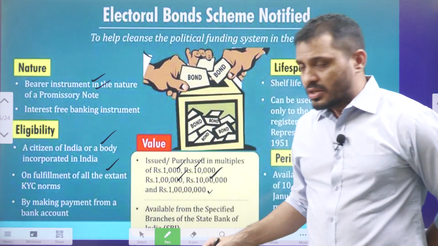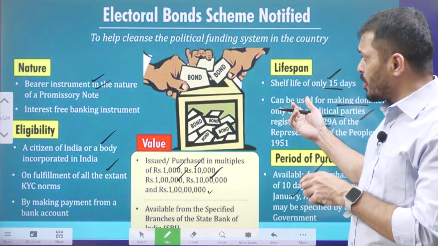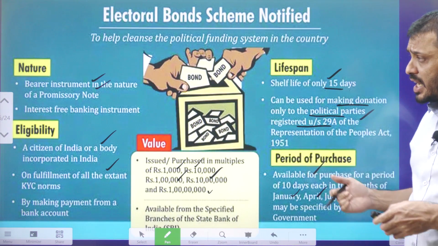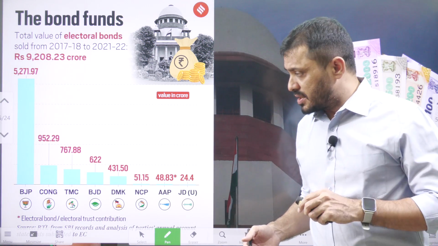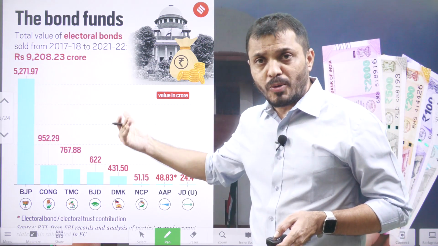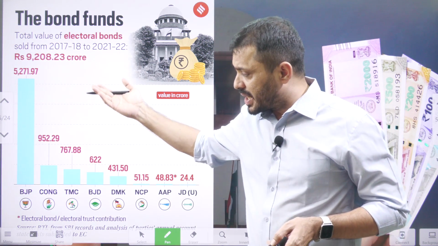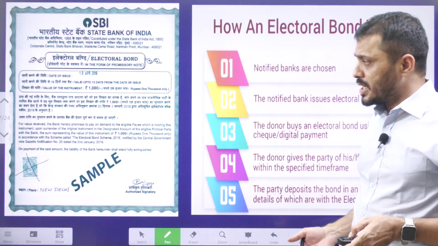And the KYC details will be with the SBI bank. And if a person is unable to deposit the electoral bond into the party account, then the money will be deposited to this PM CARES fund. According to the data, the highest amount of money through electoral bonds is received by the Bharatiya Janata Party, next Congress, then TMC, then BJD, and so on and so forth.